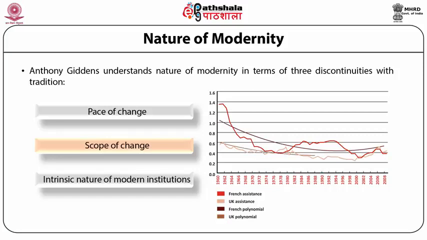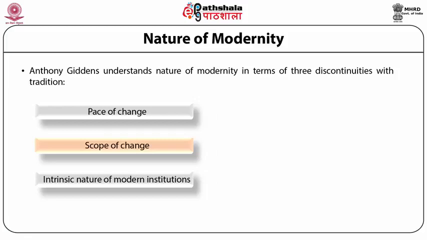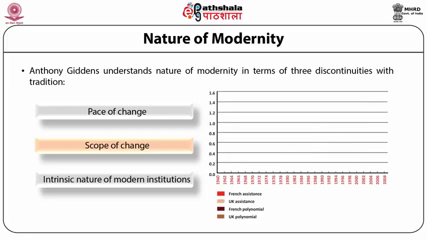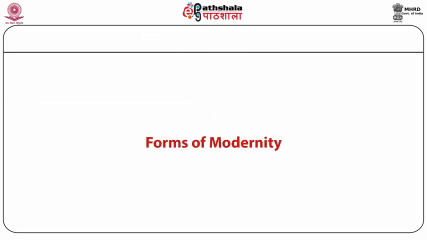According to Anthony Giddens, modern institutions inculcate modern values, and their intrinsic nature is very different from the traditional and archaic institutions, in the sense that they promote certain democratic values which mark a complete break from the values of traditional societies.